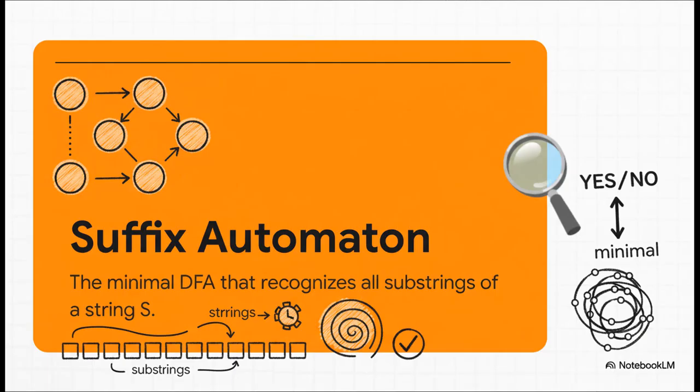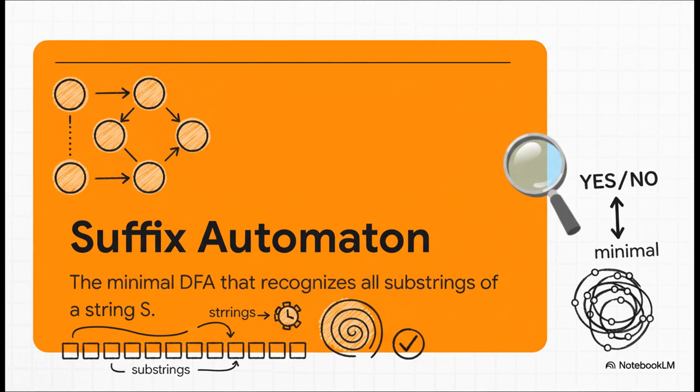Okay, so the official textbook definition is that it's the minimal deterministic finite automaton, or DFA for short, that recognizes all the substrings of a string. Now, a DFA is just a simple state machine. You give it a string, it reads it character by character, and spits out a yes or no. The two magic words here are all substrings, it knows about every single one, and minimal, which means it's the smallest, most compact way to represent all that information.